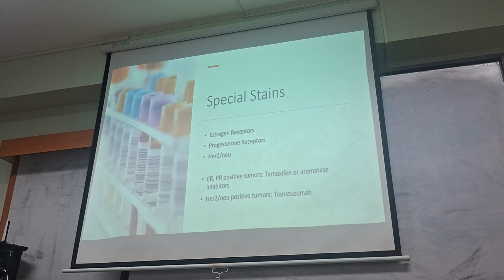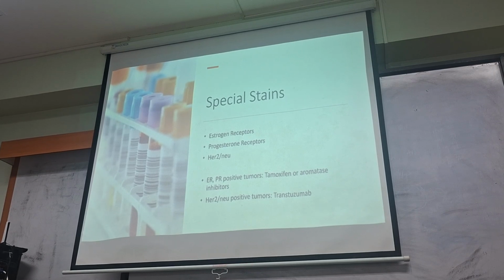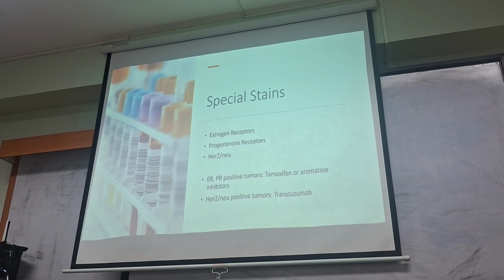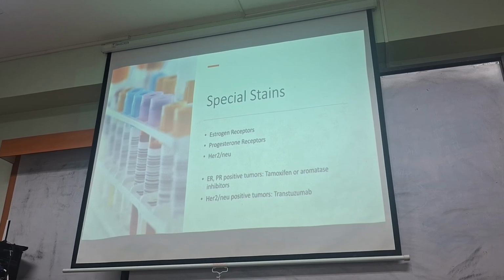When tumors are removed, especially the malignant ones, ER, PR, and HER2 neu receptors are also examined. So, if a patient has ER, PR positive tumors, that means that she can benefit from tamoxifen or aromatase inhibitors. And if a patient has HER2 neu positive tumors, the patient can benefit from targeted therapy. The most common one used nowadays is trastuzumab.